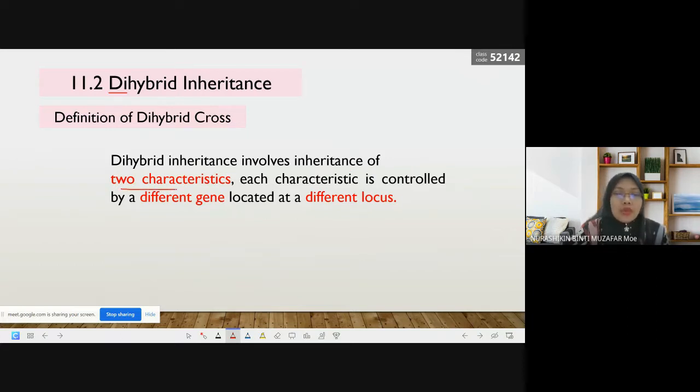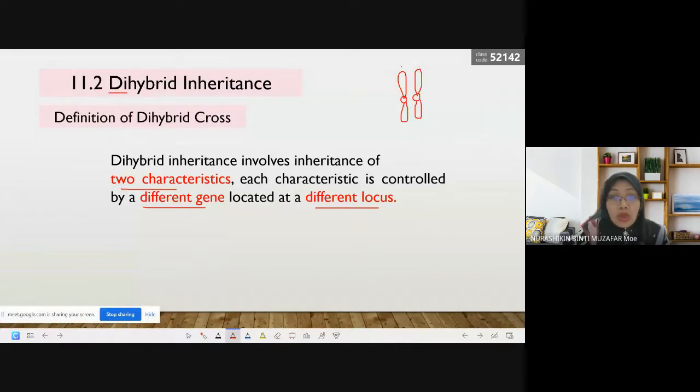So we need to cross two characteristics at the same time. Each characteristic is controlled by a different gene, which means there are two pairs of alleles located at different loci. For example, in monohybrid inheritance, we cross one characteristic only, right?